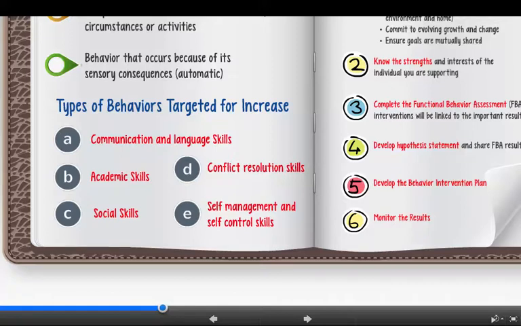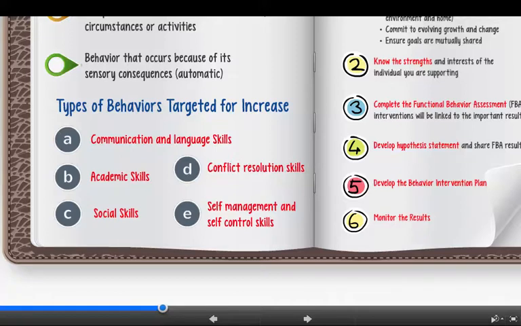Another class is conflict resolution skills, especially in home settings where there's conflict with siblings, for example, or in the school-based setting where there's conflict with peers, other students in the school. Teaching very clear conflict resolution strategies may be something that you'll be focusing on.